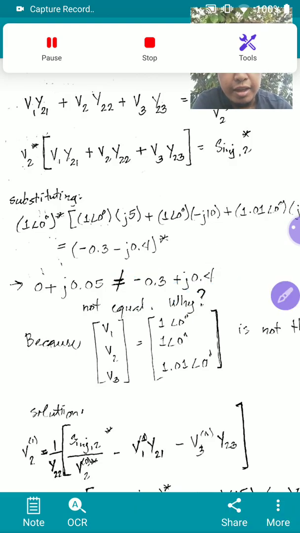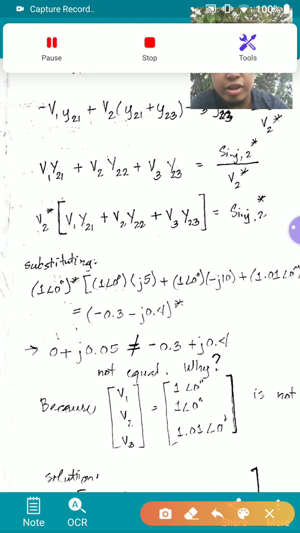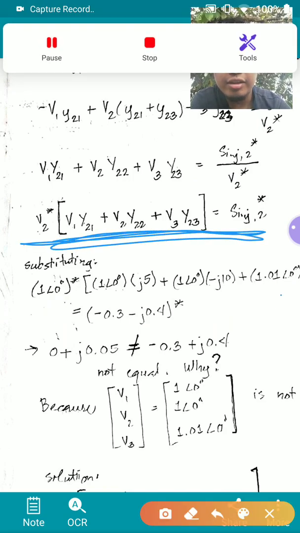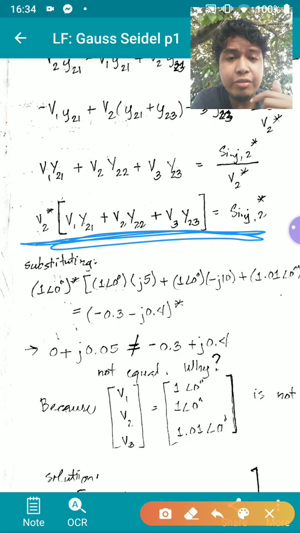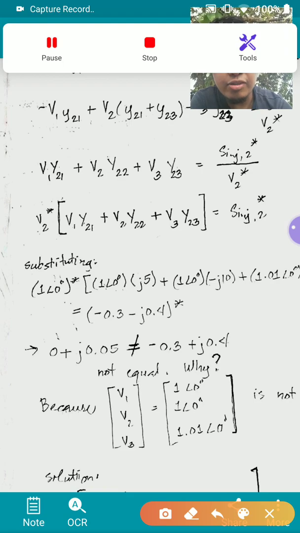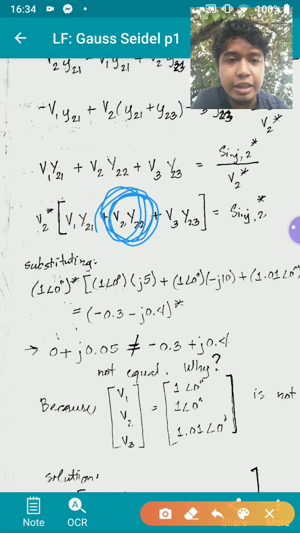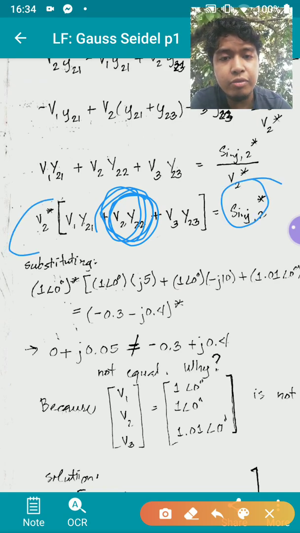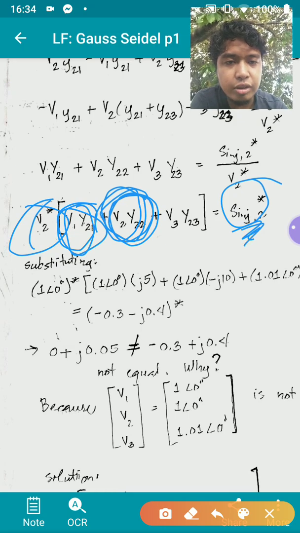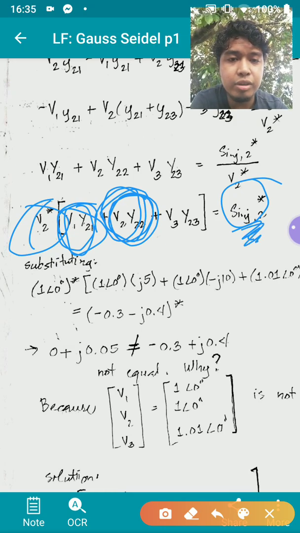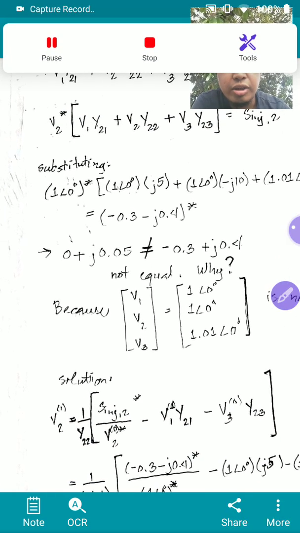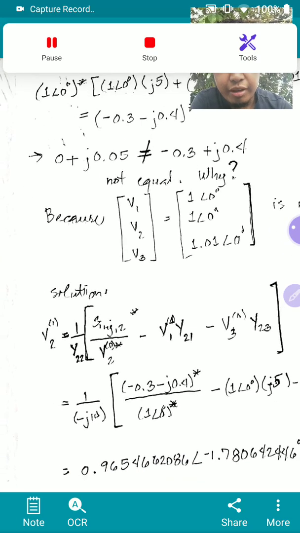So what do we do? Instead of solving for this equation, we can use this to get a better value of the voltages. So for bus 2, you can isolate this V2 from the left hand side. You have S injection divided by V2 conjugate, and then you subtract V1 Y21 so that you only have V2 Y22 and V3 Y23, and subtract V3 Y23 so that you're only left with V2 Y22 on the left hand side, and then divide it by Y22 so that you get V2. Now that is this equation.